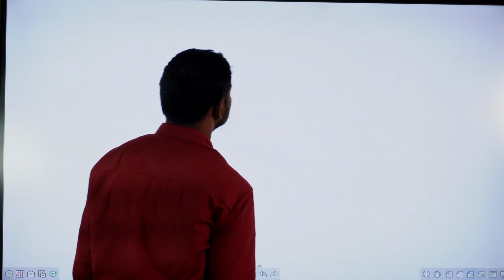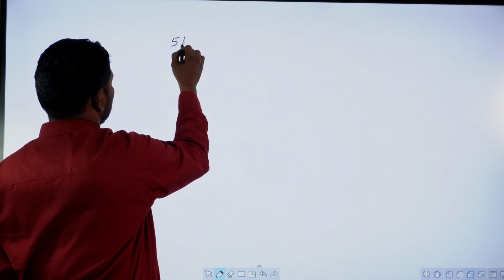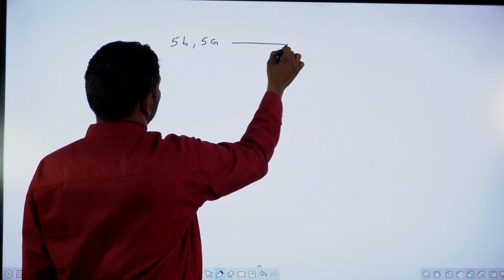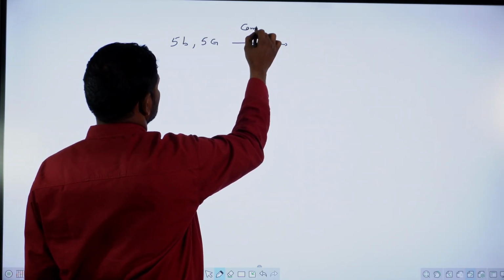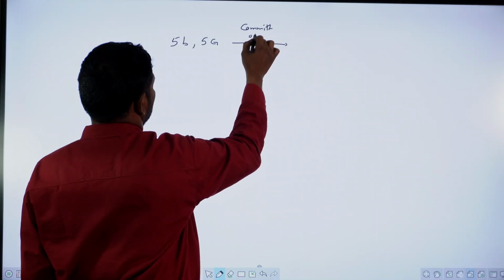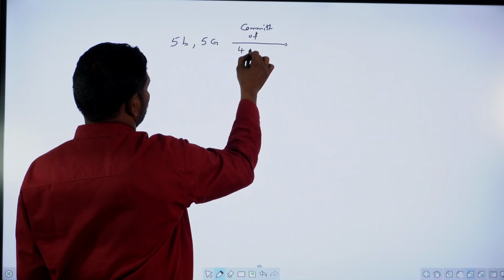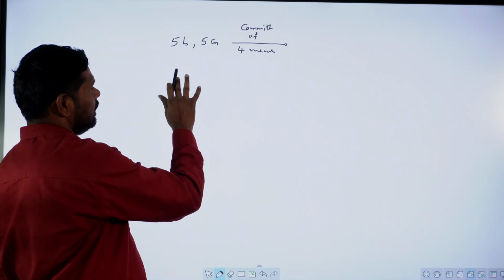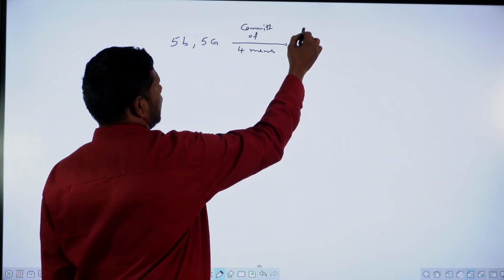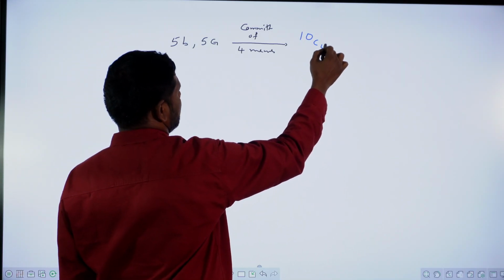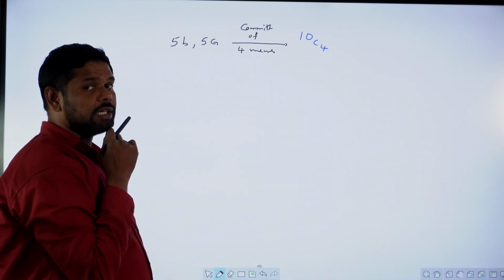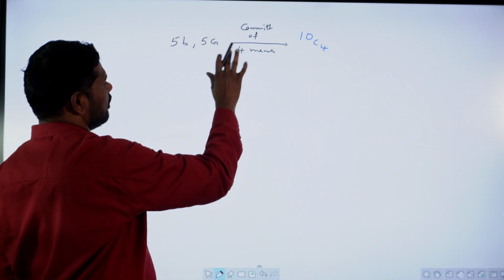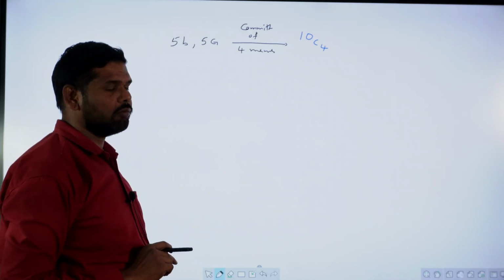All right. Now 5 boys, 5 girls are there. We need to form a committee of 4 members. In how many ways? Total 5 boys and 5 girls, 10 members. We need to choose any 4 of the 10. That's why 10C4 ways we can choose a committee of 4 members from 5 boys and 5 girls.